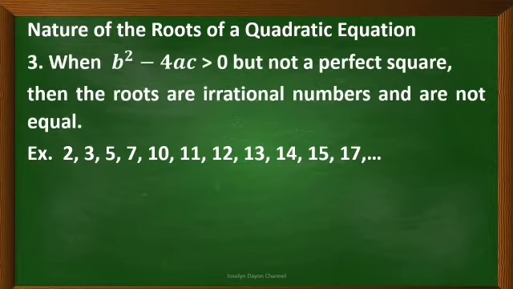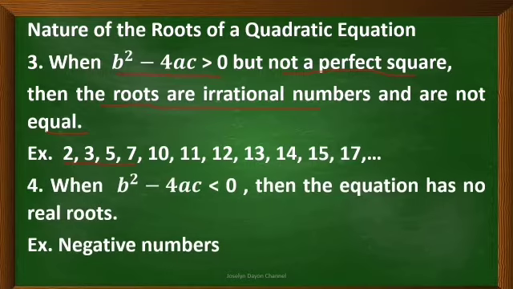Third, when b squared minus 4ac is greater than 0 but not a perfect square, then the roots are irrational numbers and are not equal. Examples of numbers that are not perfect squares and greater than 0 are 2, 3, 5, 7, and so on. And lastly, when b squared minus 4ac is less than 0, then the equation has no real roots. Examples of its values are the negative numbers.